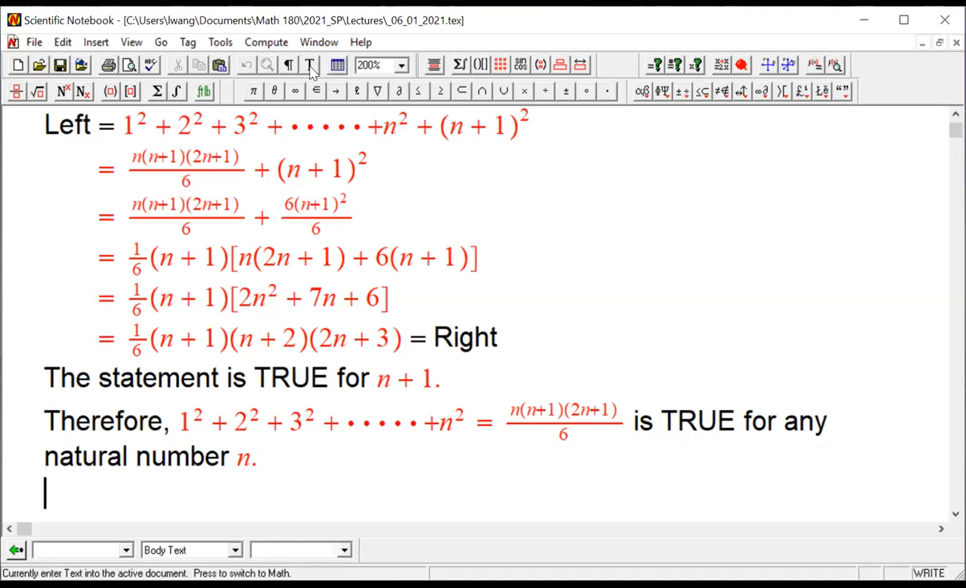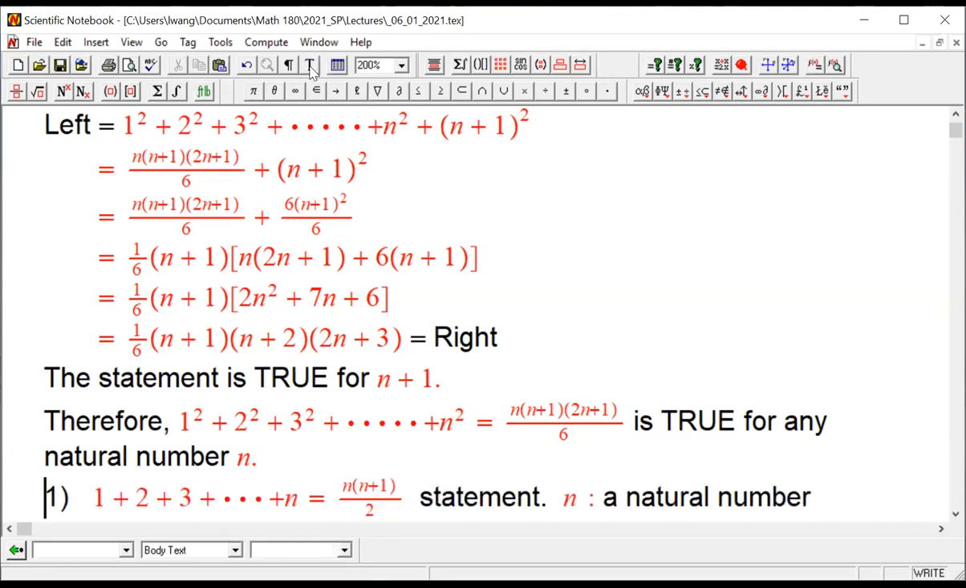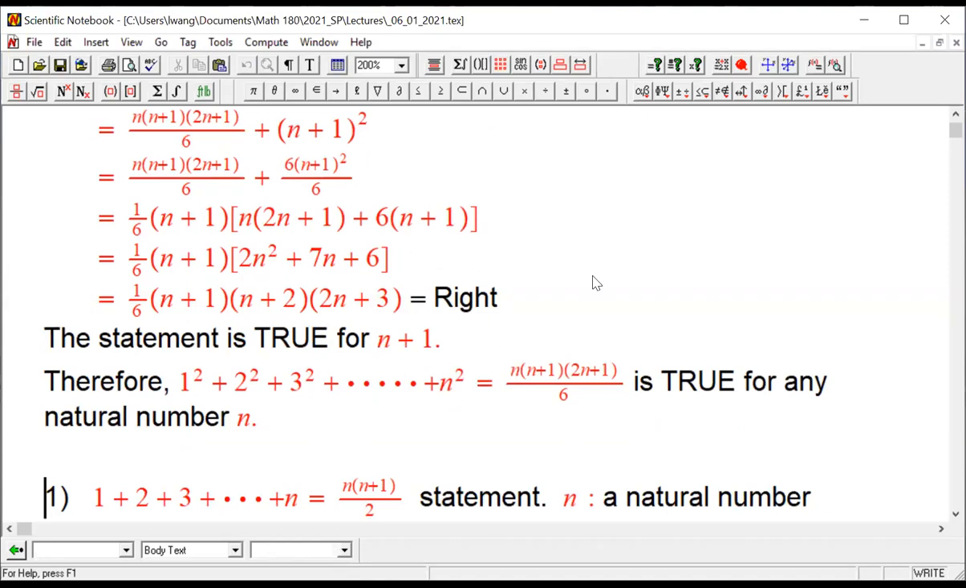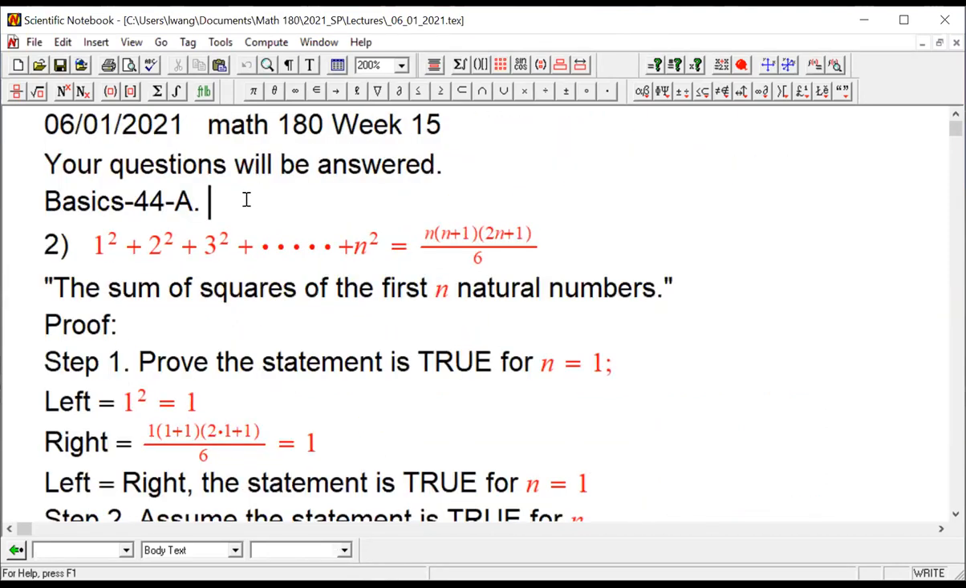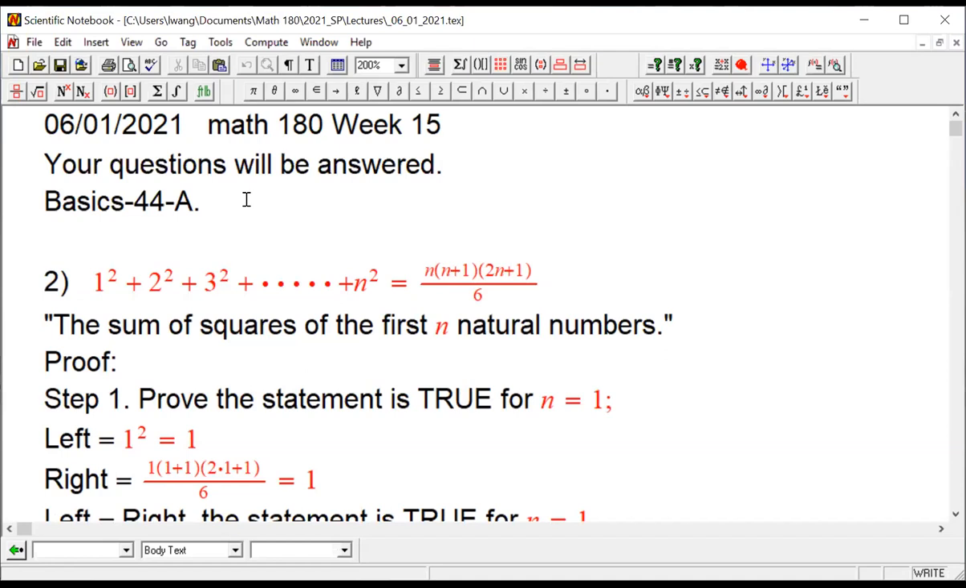Number 1, 2, 3. Okay, these 3 statements, these 3 formulas are actually going to be used in your Calculus 1 text in that course in chapter 5. Okay, so let's work on number 3. Treat this as an opportunity to improve your algebraic skill, while still understanding the math induction method.